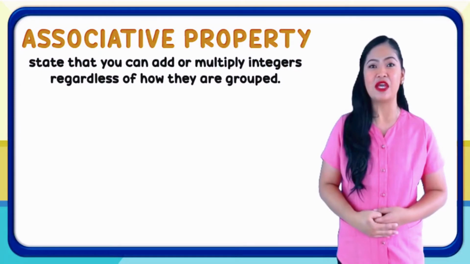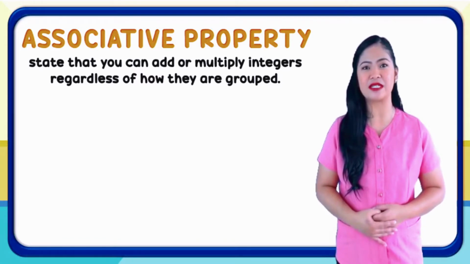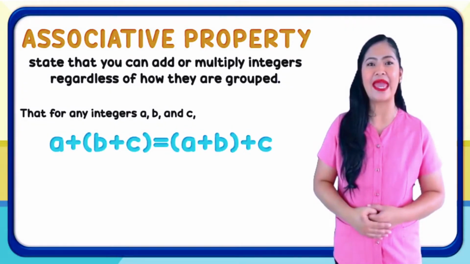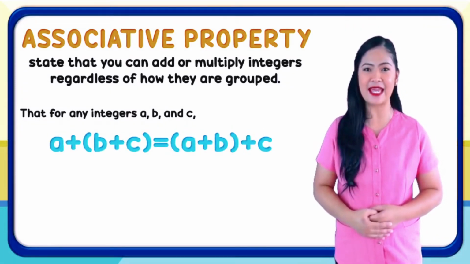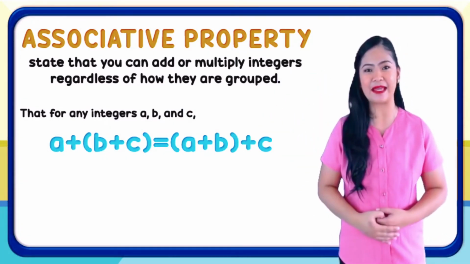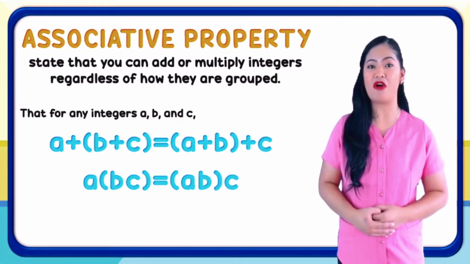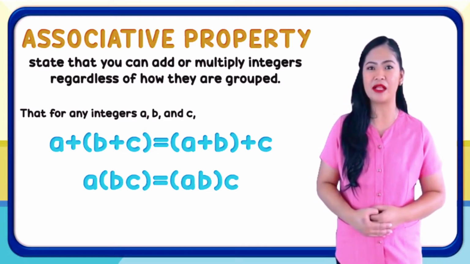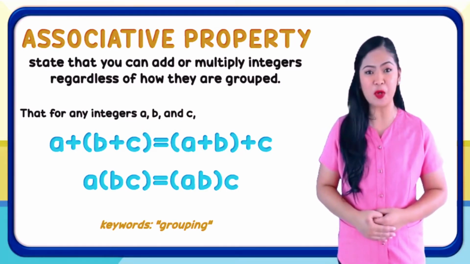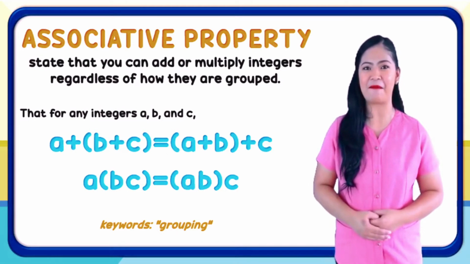It states that you can add or multiply integers regardless of how they are grouped. That for any integers a, b, and c, a plus the sum of b and c is just the same or equal to the sum of a and b plus c. Moreover, for multiplication, a times the product of b and c is just equal to the product of a and b times c. No matter what grouping the addends or the factors are, the results will be the same.